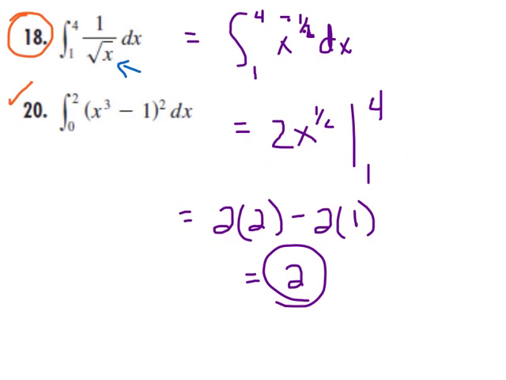And I have a check mark by number 20 because I'm not going to do this one with you. I just want to make sure you realize if you have a quantity raised to a power, you actually have to work that out first. There's no special rule like the chain rule. So you would have to turn that into a trinomial. What would that be? X to the 6th minus 2x cubed plus 1, and that's what you would have to integrate.